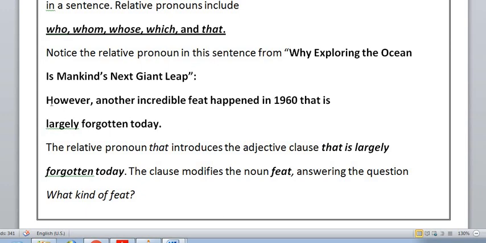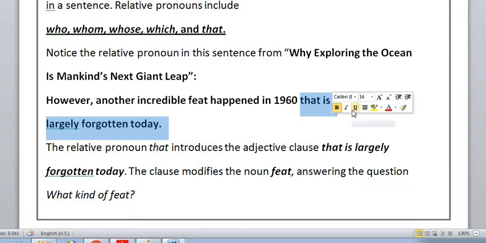Another one. However, another incredible feat happened in 1960 that is largely forgotten today. What is the adjective clause here? Yes, that. From that, this is the one. That is largely forgotten today. So this is the adjective clause describing what? That is largely forgotten today. What is the noun here?